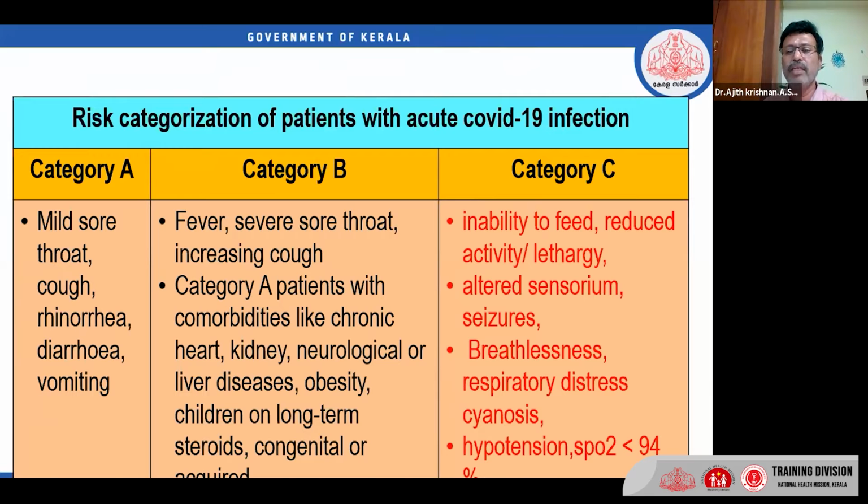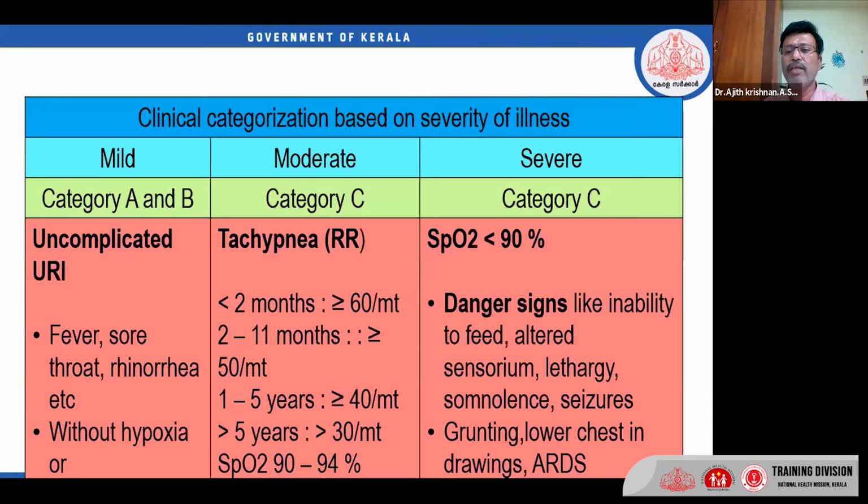Any child who is having these symptoms should be carefully looked into whether they belong to category C, given treatment, stabilized, and then sent. So stabilization is very important. Seeing category C cases and referring alone may not suffice. The most important thing is stabilizing the patient at their institution and referring subsequently. Prompt referral and transport, so these are very important.